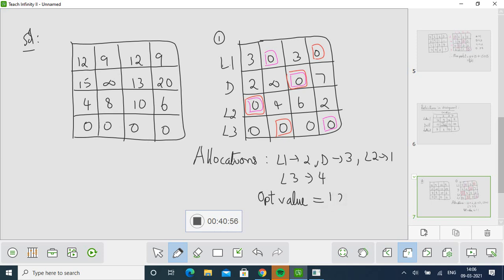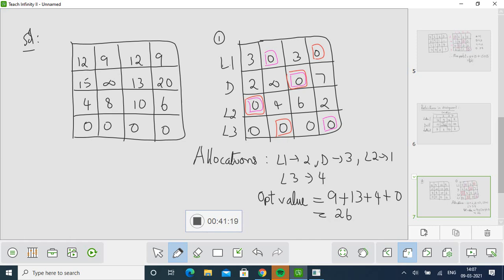I'm sorry, I got L1 goes to 2. So this value is going to be 9 for us. So this is going to be 9 plus the second row goes to 3, so it is 13. L2 goes to 1, so it is 4. And the L3 value is 0. So 13 plus 13 is 26. So the answer you get is 26.